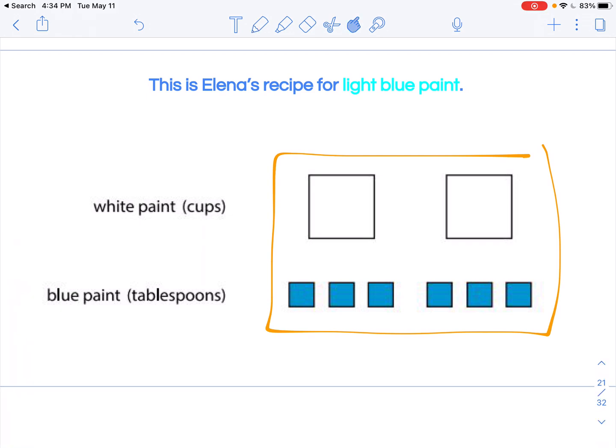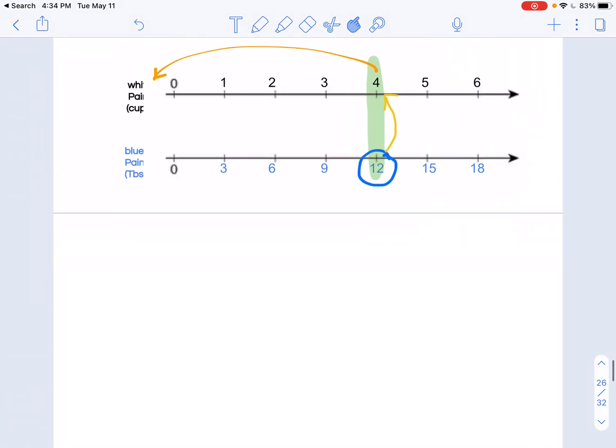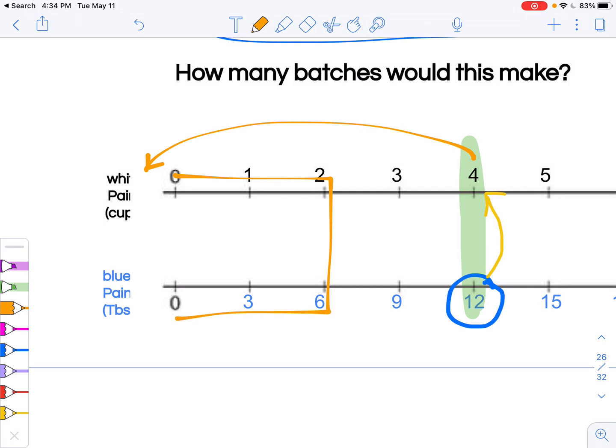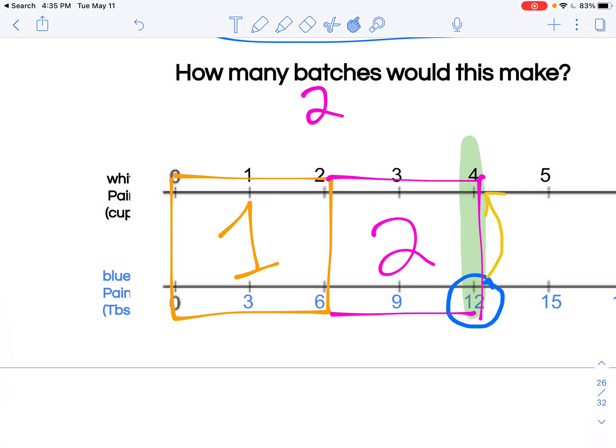So here's how much she mixed. When we say batch, we mean when she mixes it, how much. So she needs 2 white and 6 blue. So if I'm looking for the batches hiding in here, here is 2 white and 6 blue. Here's the first time she made it. The second time she mixes paint is right here. So it makes 2 batches because each batch needed 2 cups of white paint, not 1. All right, that's a little bit tricky.